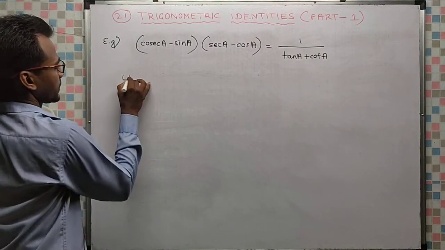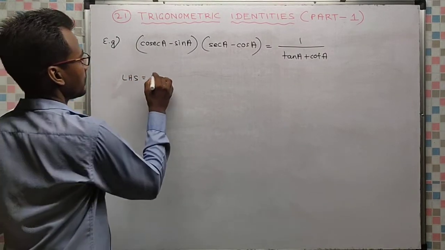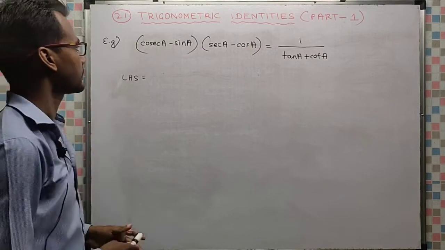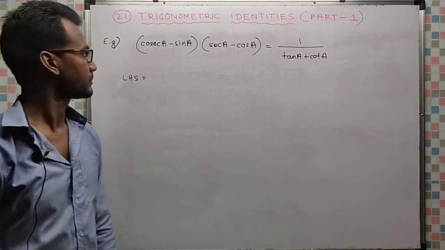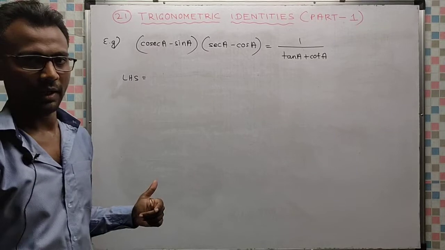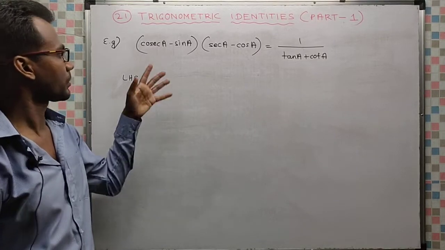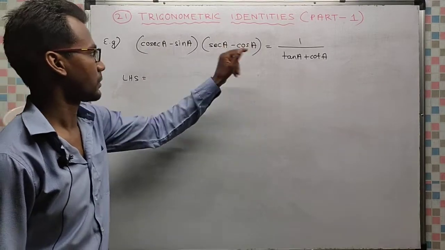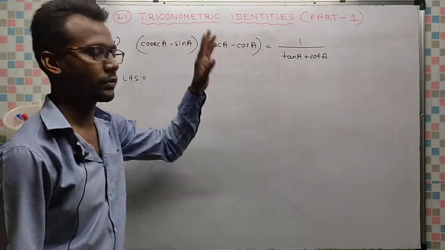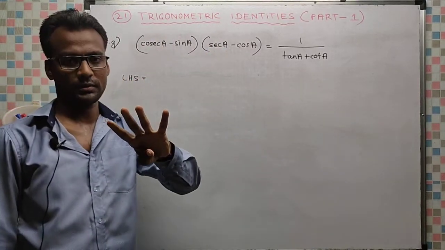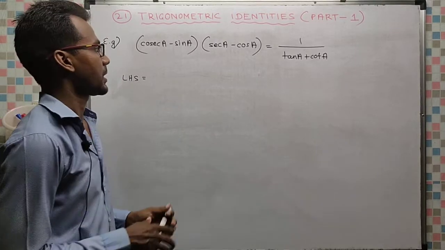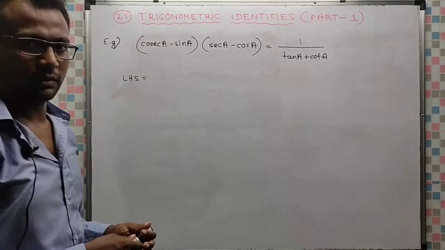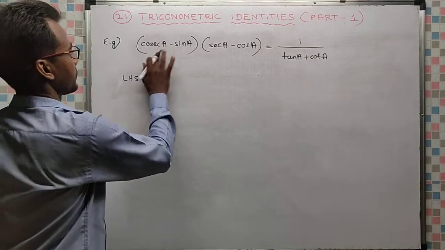Okay, so LHS is equal to, see the left hand side. Should we open bracket? If we open bracket, we will get many terms. Cosec into sec A, then cosec into cos A, then sin A into sec A, then sin A into cos A. We will get 4 terms. So try to avoid expansion. Do something inside the brackets. Okay, can we simplify this one?